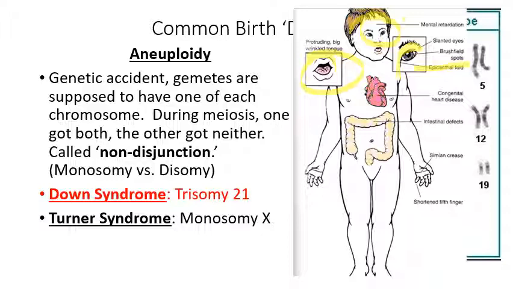Okay, and then some heart problems, mental retardation, and some digestive issues. There's a particular type of crease on the hand called a simian crease, and a shortened 5th finger. Right, so these are some of the symptoms of Down syndrome, trisomy 21.